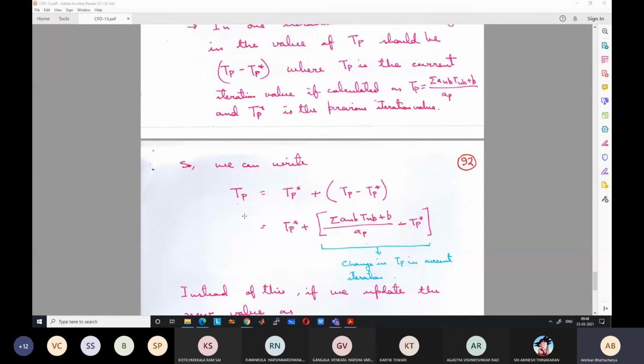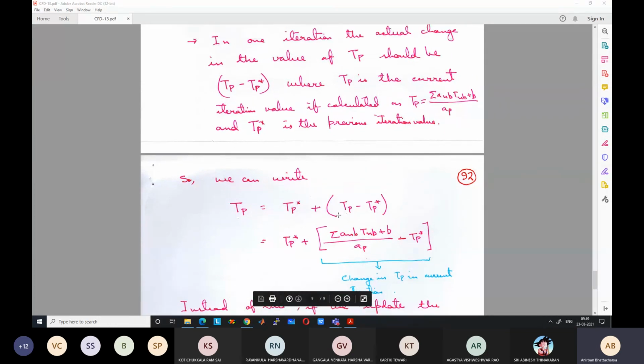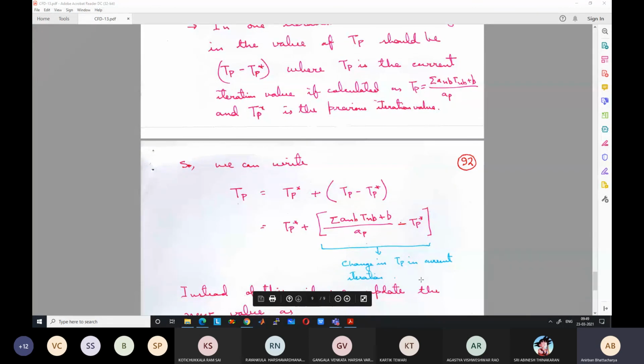Let me just finish this part. This TP we can now replace by summation ANB TNB plus B by AP, minus TP star. So this is the change, as I have already discussed, that is occurring in TP in the current iteration. This is the old value of TP from the previous iteration plus the change occurring in the current iteration, which is given by the term in the square brackets.